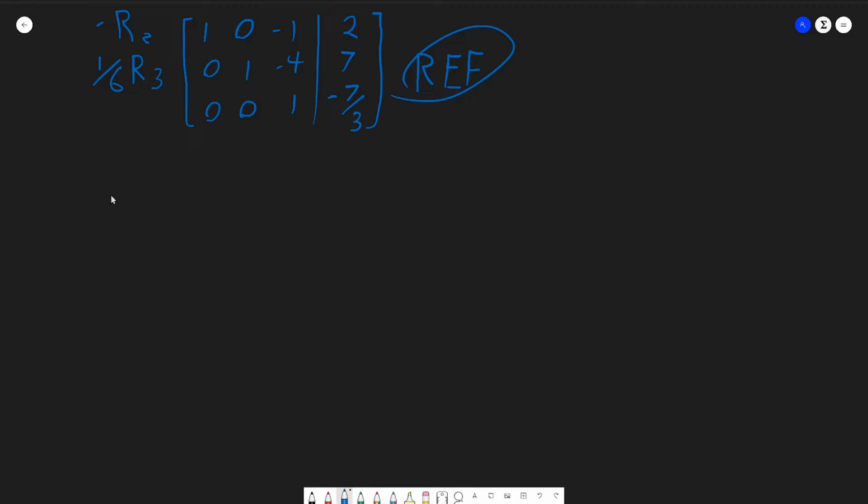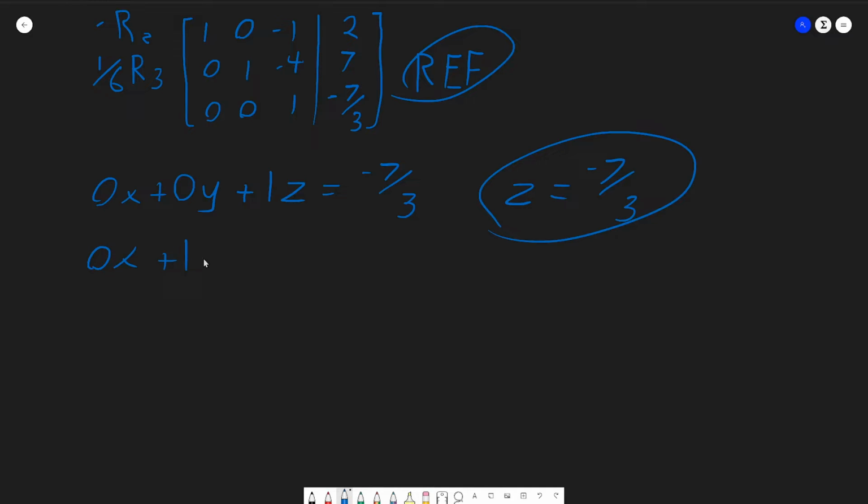This last row here says that 0x plus 0y plus 1z is equal to negative 7 thirds. So in other words, that's the value of z right there. z is equal to negative 7 thirds. What does the second row say? It says that 0x plus 1y minus 4z, but z is equal to negative 7 thirds, so it's really minus 4 times negative 7 thirds, which is equal to 7. And if we solve, we find that y is also equal to negative 7 thirds.